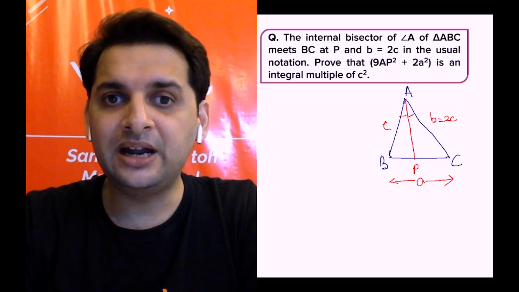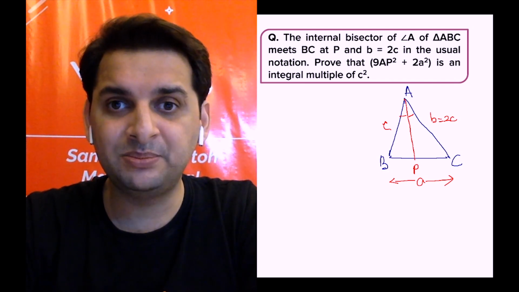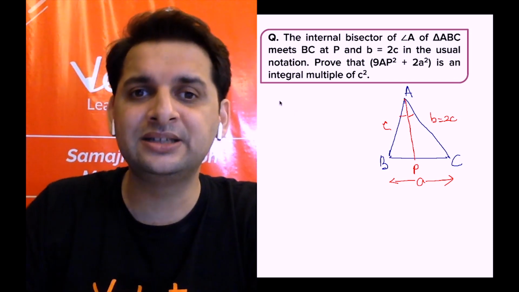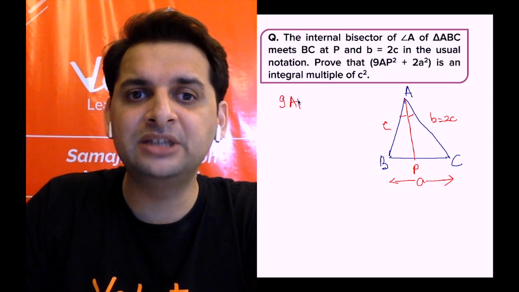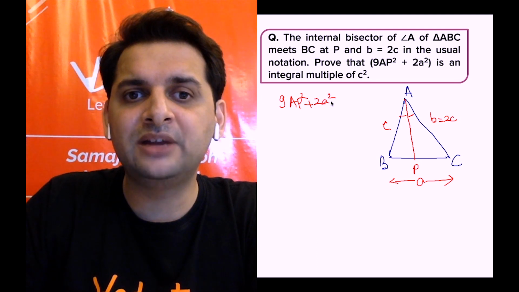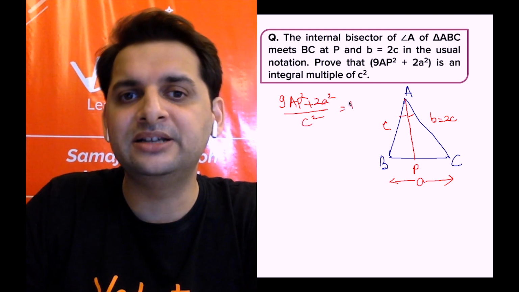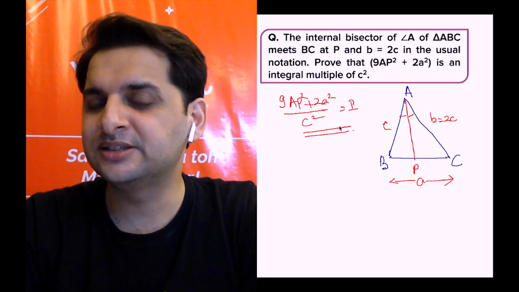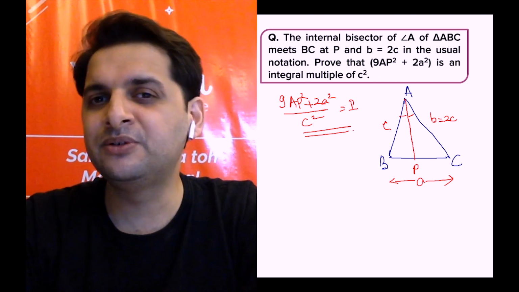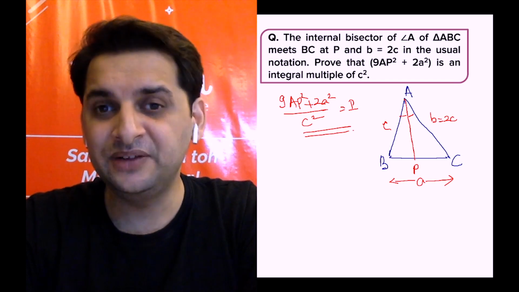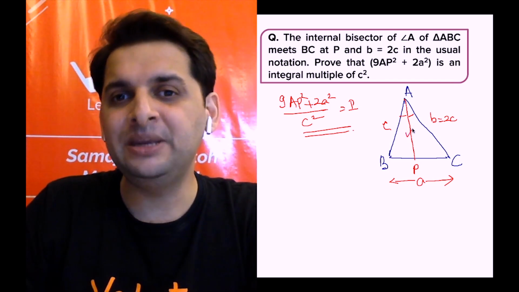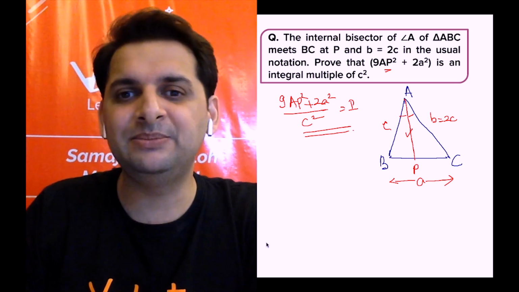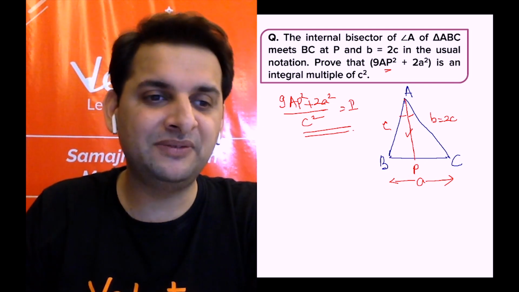Now I need to prove that 9 times AP square plus 2A square is an integral multiple of C square. Integral multiple means 9 times AP square plus 2A square upon C square has to be an integer. So how do we prove this? This can easily be proved using Stewart's theorem. But for Stewart's I need AP. AP is there in the question. I also need BP and CP. How can this be found out?